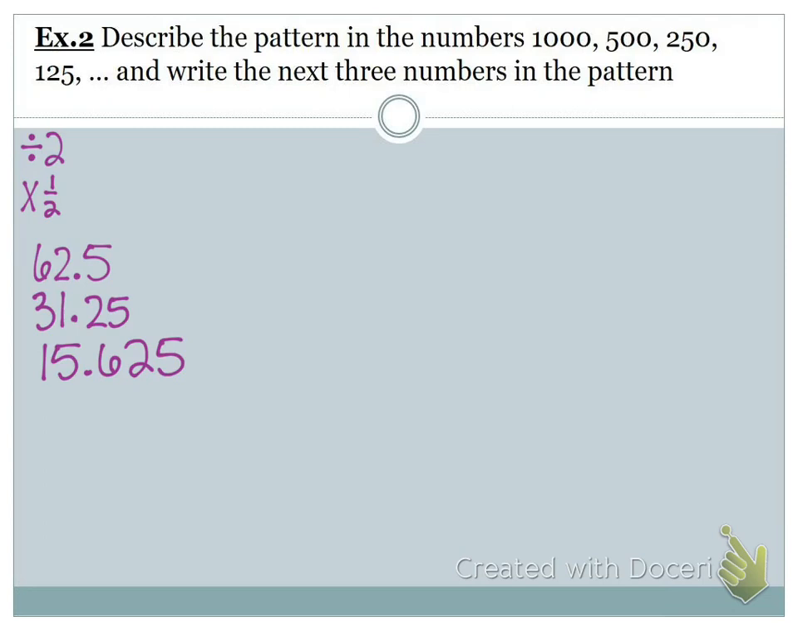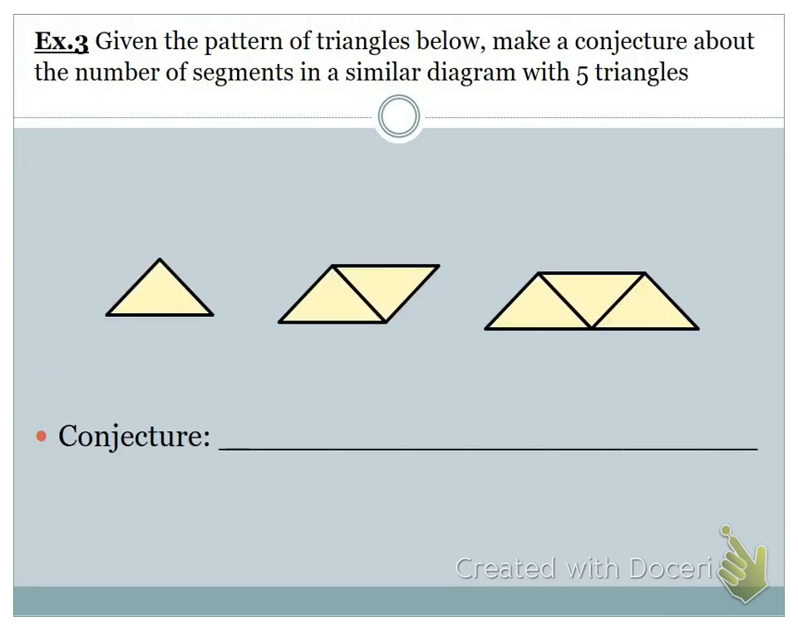Okay. All right, given the pattern of triangles shown below, make a conjecture about the number of segments in a similar diagram with 5 triangles. Now, sad to say, but on tests and quizzes with problems like this, I would just have students show me the next picture or show me a picture with 5 diagrams. Is that what they want? No. They didn't say sketch or draw. Now, if you sketch or draw to help yourself out, fine. But that is not what the question is asking. They are asking for us to make a conjecture about the number of segments involved.